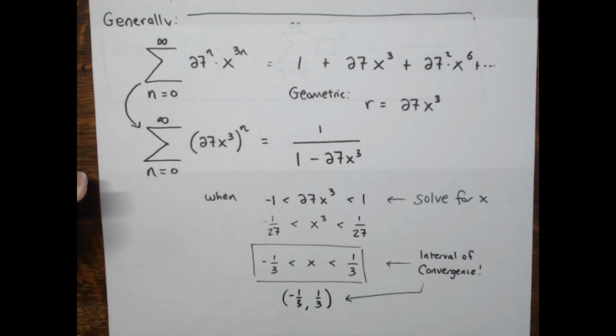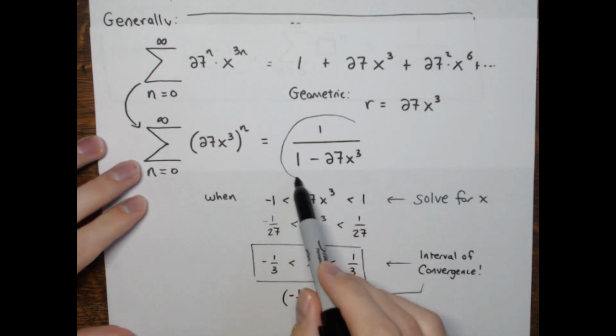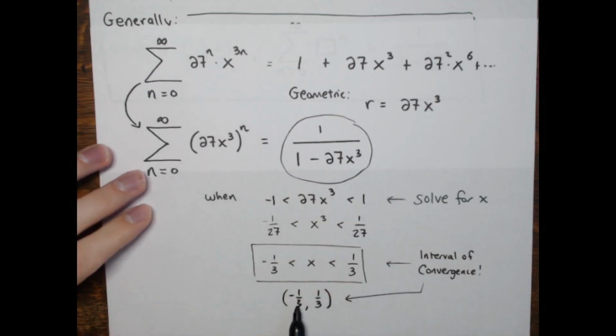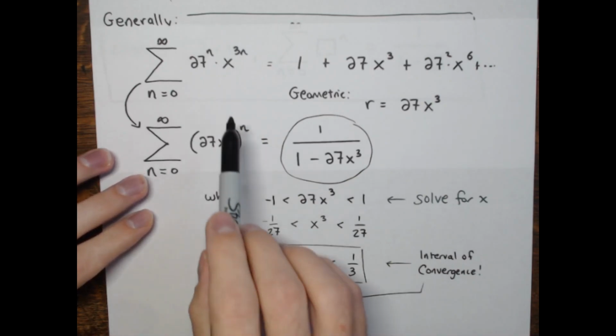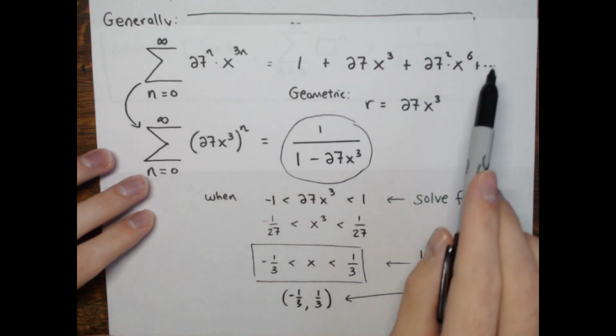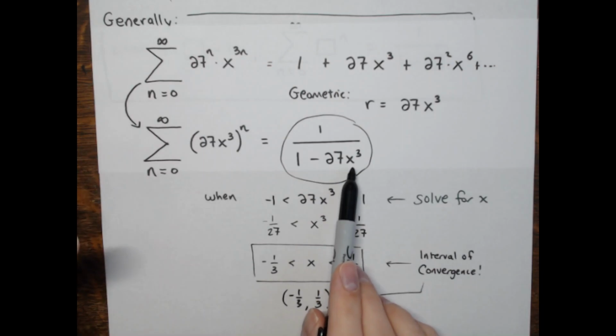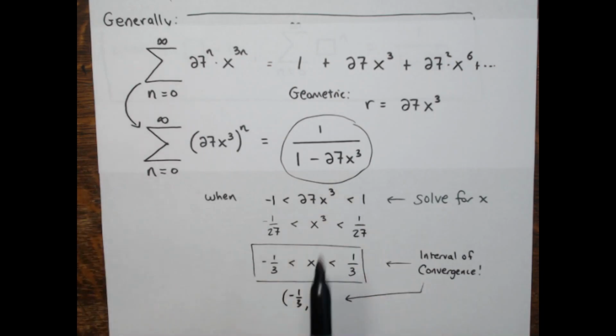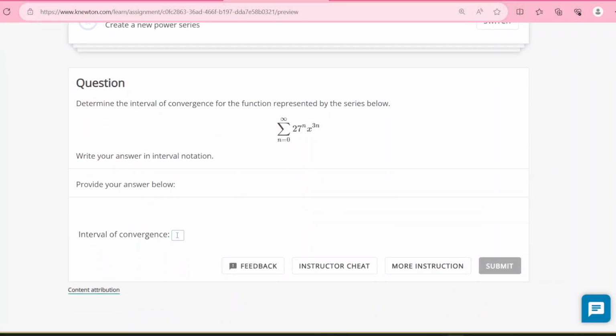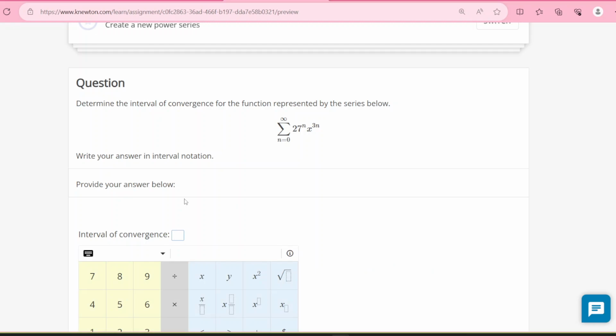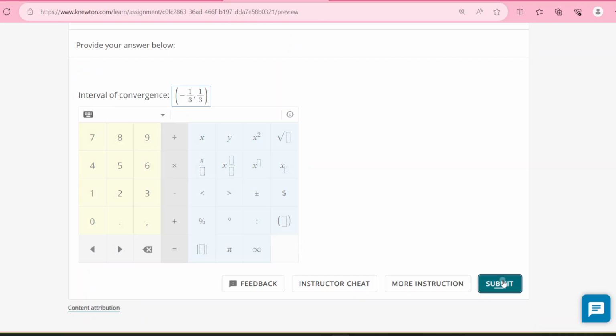Now they don't ask us what things converge to, but I wrote down here what it would converge to. If x was replaced with any value between negative 1/3 and positive 1/3, this infinite sum here would converge to this value, and then just replace x with the value here. But we just want the interval of convergence, so parentheses in interval notation. All right, x can be anything from negative 1/3 to positive 1/3. Make sure there's parentheses and not brackets on those.